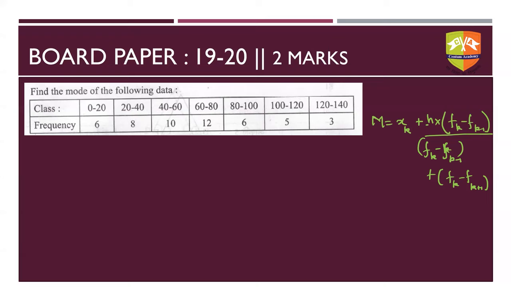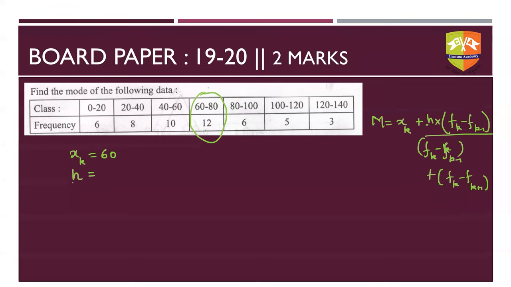Calculate. The class frequency is again given. You have to find the modal class first of all. So this happens to be the modal class. So what is xk? 60. I will write all the values separately so that if I go wrong somewhere, I can still get some marks here and there.